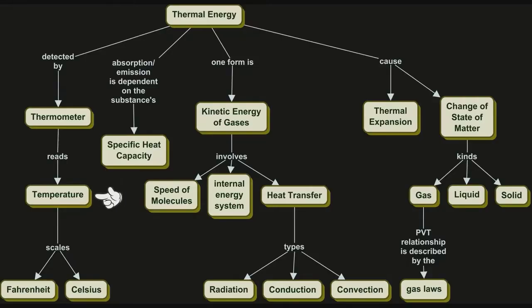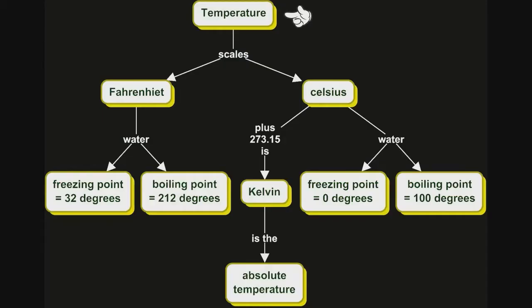A thermometer reads the temperature of a substance. The two units for temperature scales are Fahrenheit and Celsius. Let us now examine the two units used in temperature scales. First is the Fahrenheit scale. In the Fahrenheit scale, the freezing point of water is 32 degrees Fahrenheit, while the boiling point of water is 212 degrees Fahrenheit.